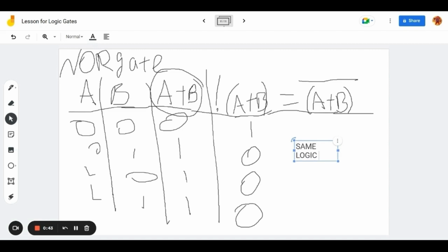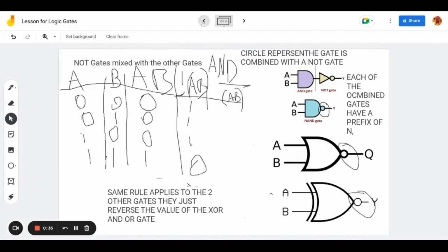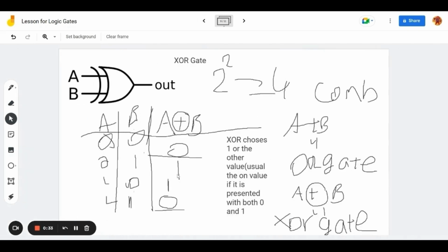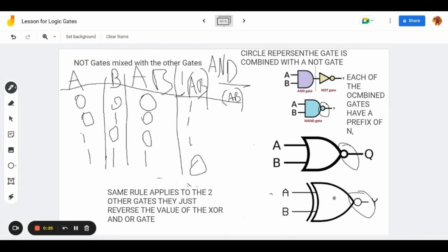The same logic would apply to the XOR gate. So basically for the XOR gate, right over here, you just reverse the values. The values for the XOR gate, which becomes the XNOR gate, as I've already said here. The name of this is a XNOR gate. Let me just add the names real quick.